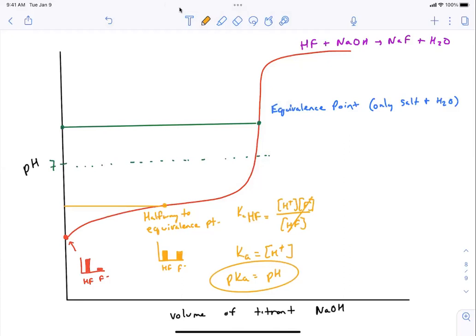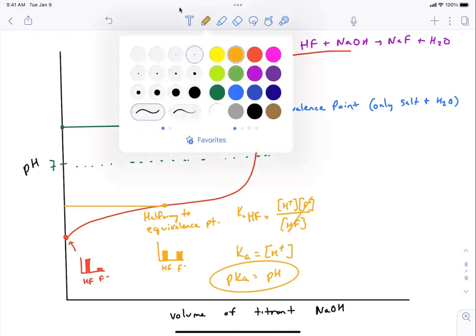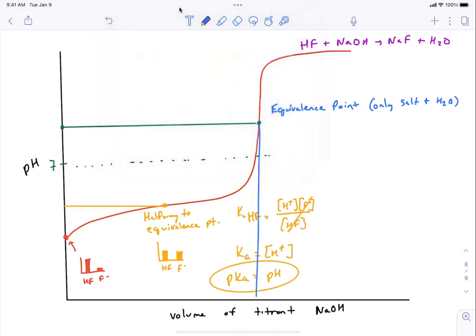So, other points we need to label on here. This point here is the volume used for calculations. So the volume at the equivalence point is the volume that you use to do neutralization equations. So that's the volume of NaOH that tells you the moles of NaOH that you react with the HF unknown solution.